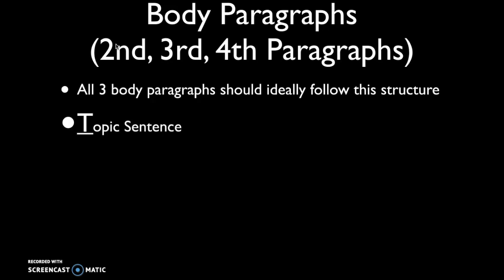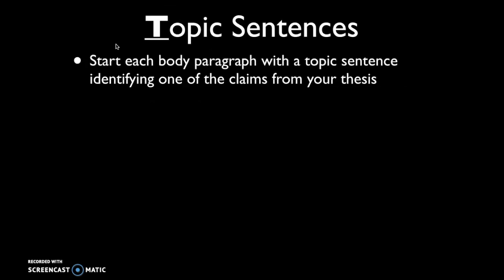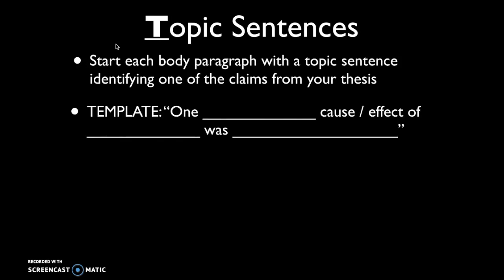You should begin with a topic sentence, and then you should include a few sentences that describe some evidence, and then you should conclude each body paragraph, if you can, with some analysis. So let's start with the topic sentences. Topic sentences should identify one of the various claims from your thesis. So there's a template for this. Again, it's 1, if there's a spice theme, you should focus on what spice theme, and then cause or effect of, and then the event was effect A or cause A.